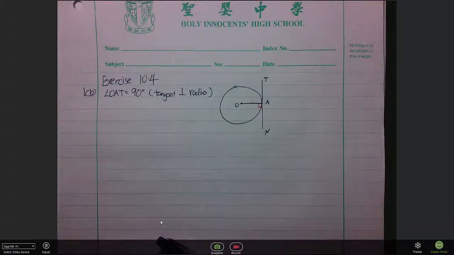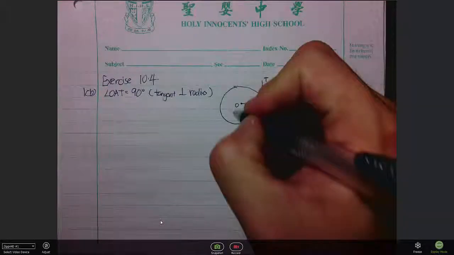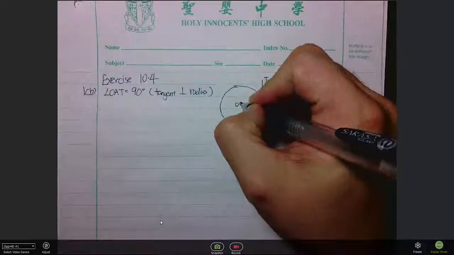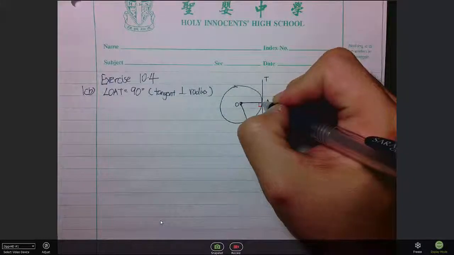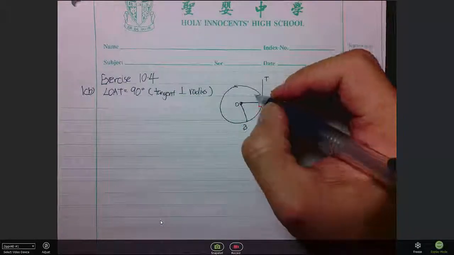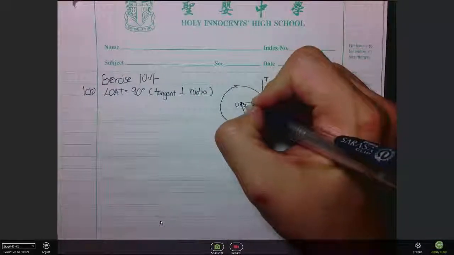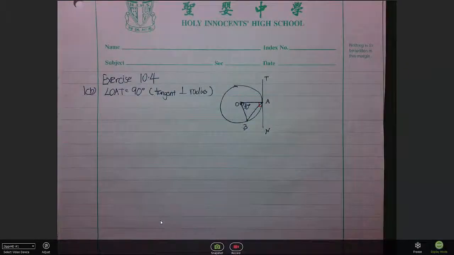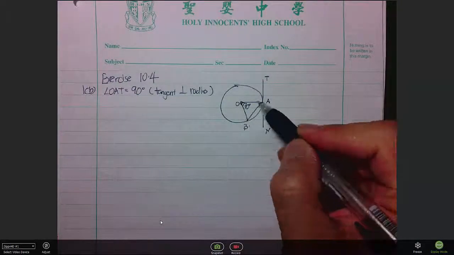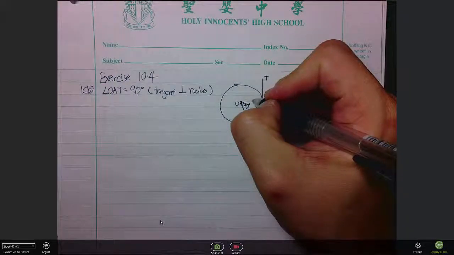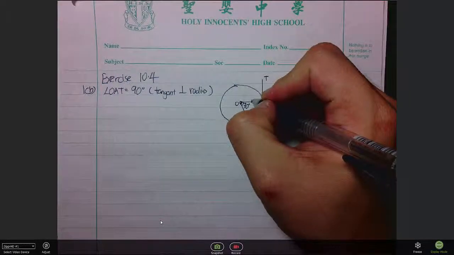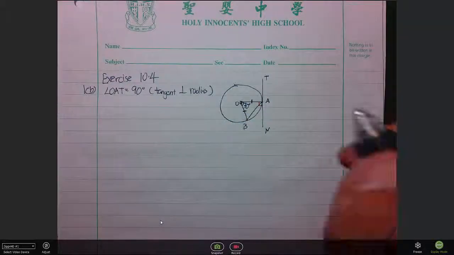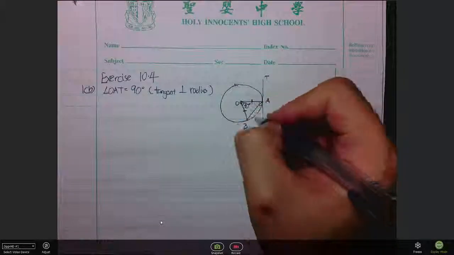Next, from this question we have another point here, OB. We also know that this is 70 degrees, and we're supposed to find X over there. Notice that OB and OA are both the radius of the circle, which means that they must be of equal length. So it means that I can find angle OAB.